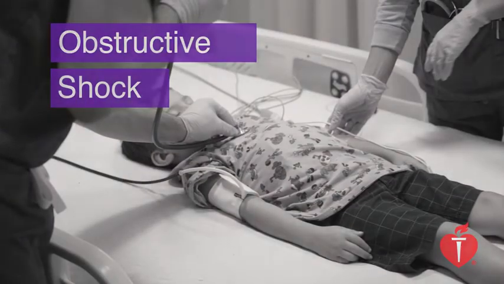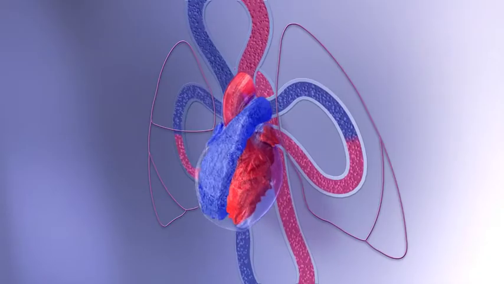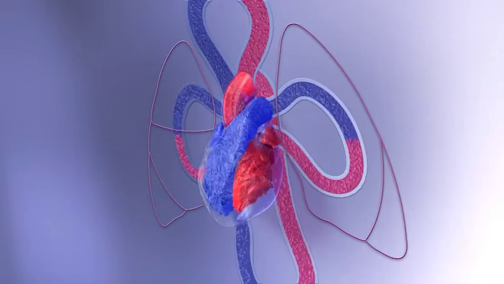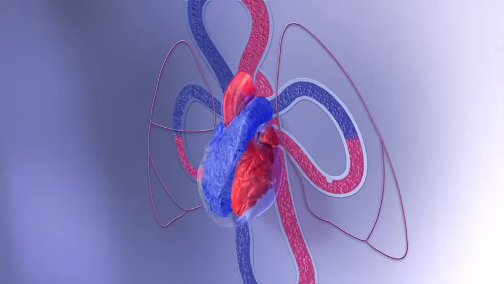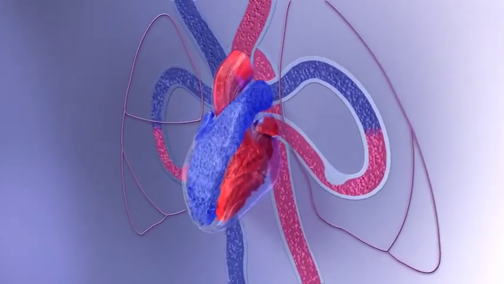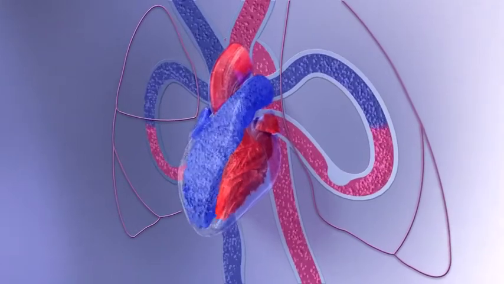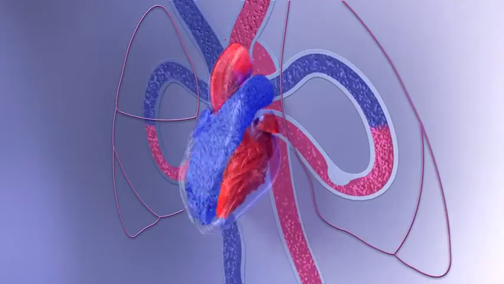In obstructive shock, cardiac output is impaired by physical obstruction to blood flow into or out of the heart. Obstructions may be caused by air, fluid, or blood clots, such as in tension pneumothorax or cardiac tamponade. Obstructive shock may also be caused by massive pulmonary embolus, or result from congenital heart defects that cause severe obstruction to pulmonary, aortic, or systemic blood flow.